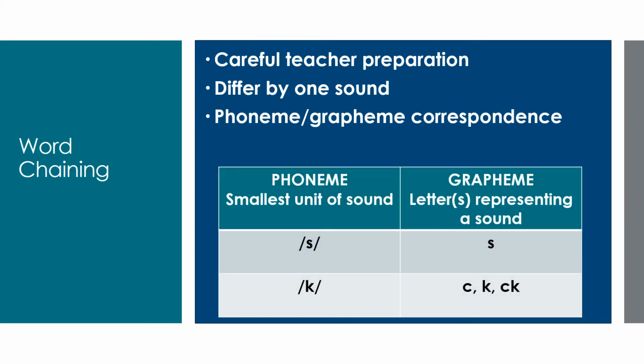Remember, a phoneme is the smallest unit of sound. A grapheme represents a sound. For example, the phoneme S is represented by one grapheme, S. However, the phoneme K could be represented by the grapheme C, K, or CK, which has two letters. Let's look at an example.